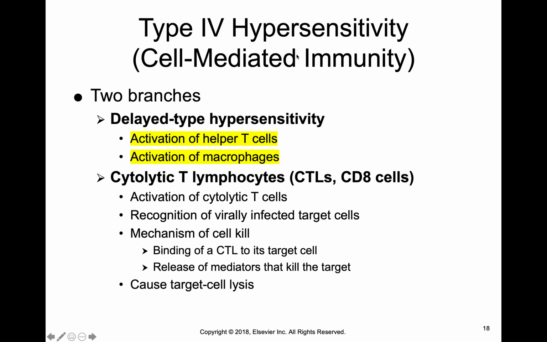In type 4 hypersensitivity, it's just that cell-mediated immunity. There are two branches. There's the delayed type hypersensitivity, right? So there's the activation of helper T cells and the activation of macrophages in this response. And then in cytolytic T lymphocytes, or CD8 cells, they recognize virally infected target cells, and then they will go and destroy that target, causing cell lysis.